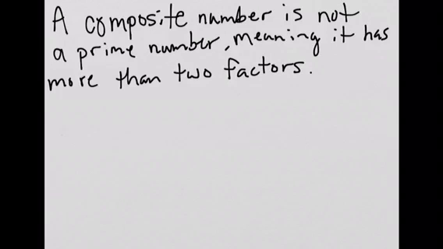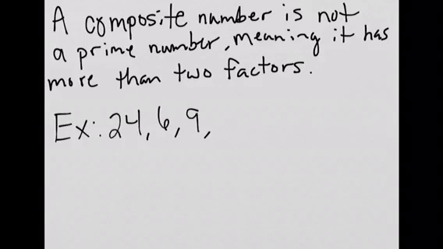Alright, so now let's look at composite numbers. A composite number is just a number that's not prime. Just means it has more than two factors. So just some examples of composite numbers are 24, 6, 9, 27, 15. Again, there's just an infinite number of composite numbers. If a number has more than two factors, it's a composite number. The only exception is 0 and 1. 0 and 1 are neither prime nor composite.